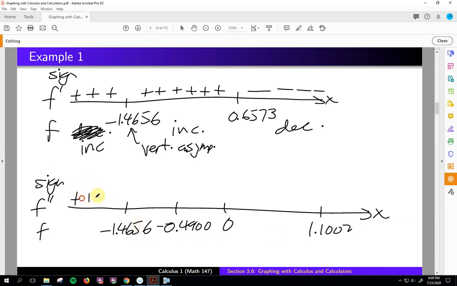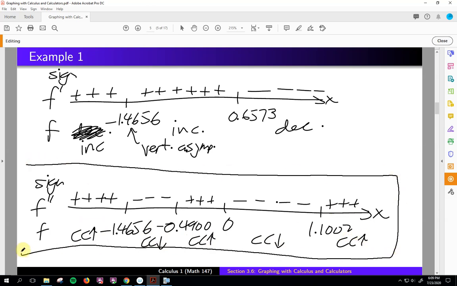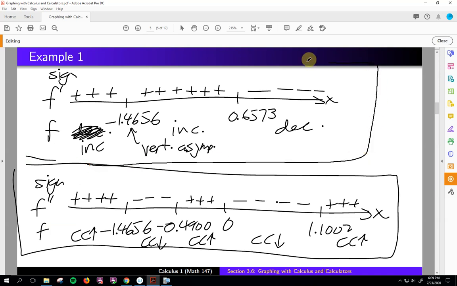So what we have over in this portion is that it's positive, it's negative in this portion, positive in this portion, negative, and then finally positive. So that tells us information about f. It says that it's concave up in this portion, concave down in this portion, concave up again, concave down, and then concave up. So there's our sign chart for the second derivative, and we had our sign chart for the first derivative. So we had all that information that we were asked to find off of the function.